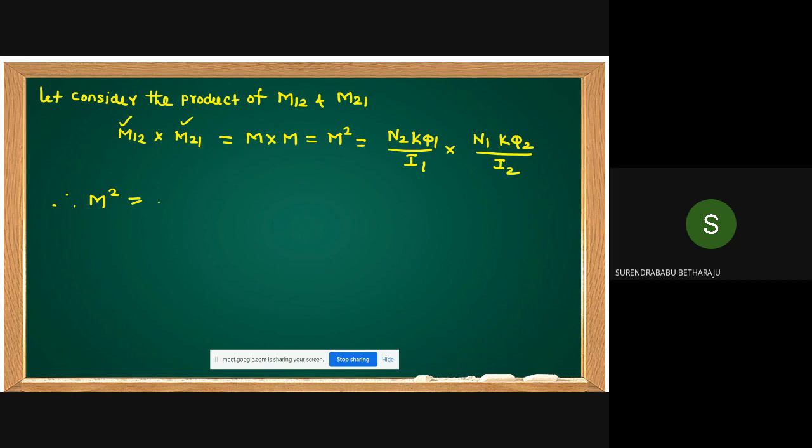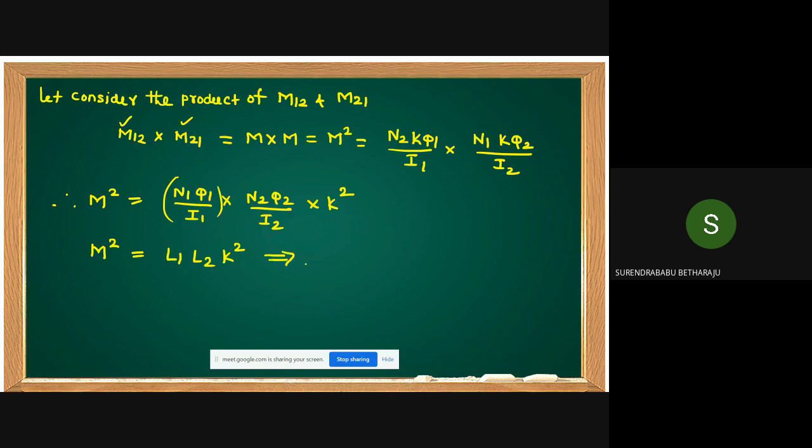Yes, friends, you simplify this one. Shall I write like this? You modify this one: N1 into pi 1 by I1 into N2 into pi 2 by I2 into K square. This is K into K, so we are getting K square. What is N1 into pi 1 by I1? Then M square equal to, what is N1 into pi 1 by I1? L1. What is N2 into pi 2 by I2? L2 into K square.